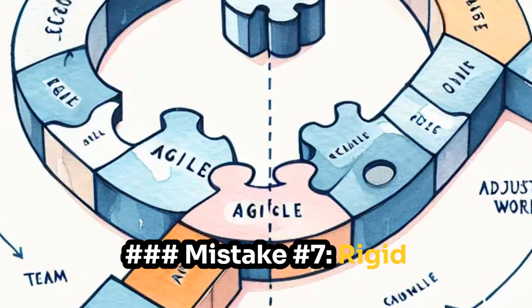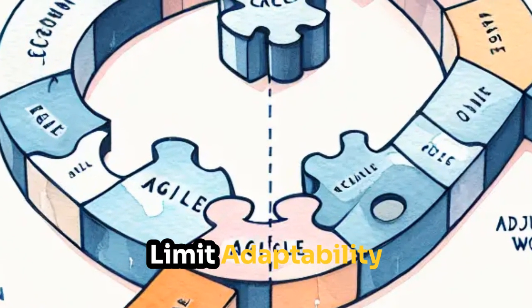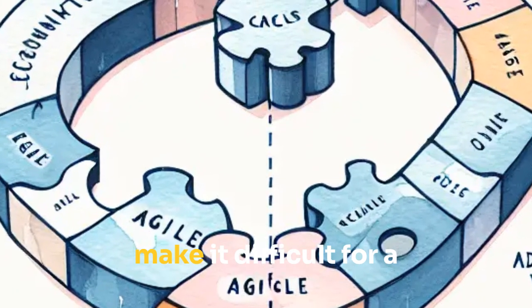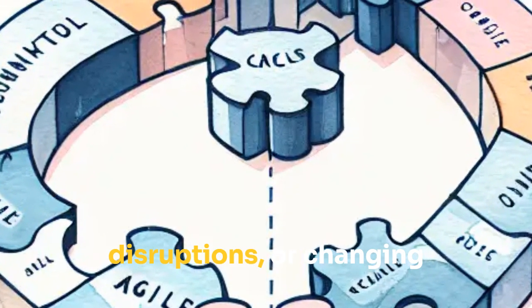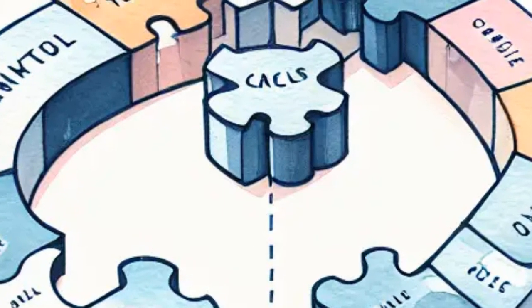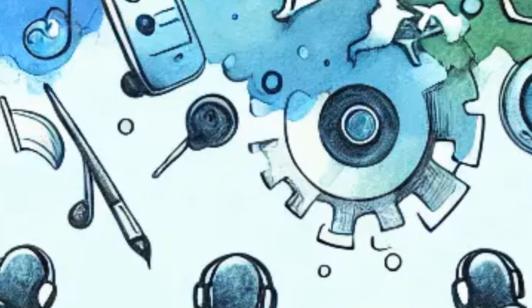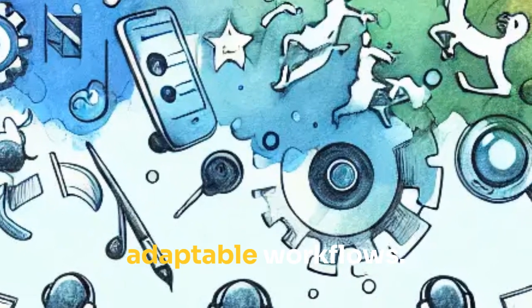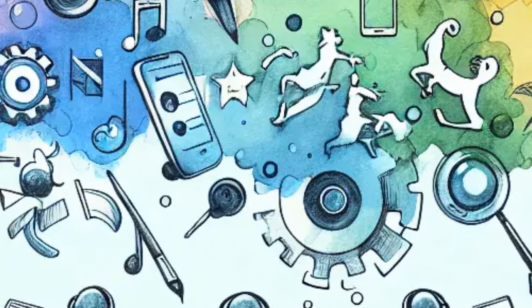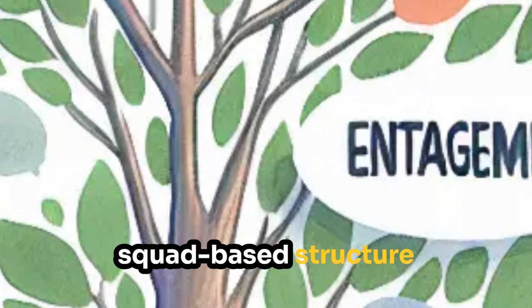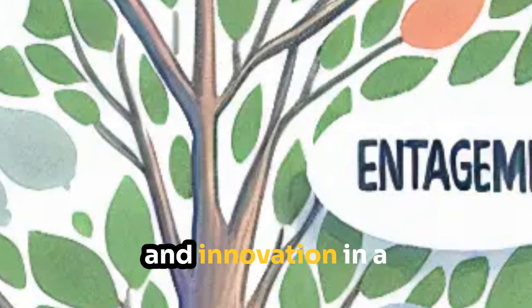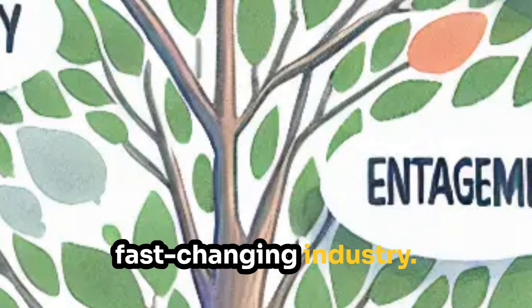Mistake number 7: rigid structures that limit adaptability. A rigid structure can make it difficult for a company to respond to market shifts, technology disruptions, or changing customer needs. How to avoid it? Build flexibility into the design by incorporating agile teams and adaptable workflows. Foster a culture of continuous learning and experimentation. Example: Spotify's squad-based structure enables rapid adaptation and innovation in a fast-changing industry.